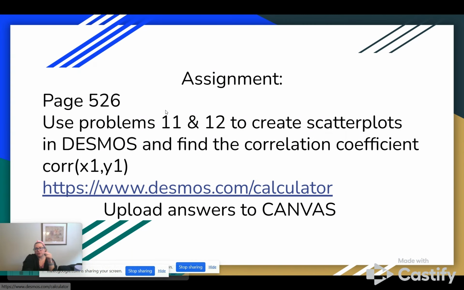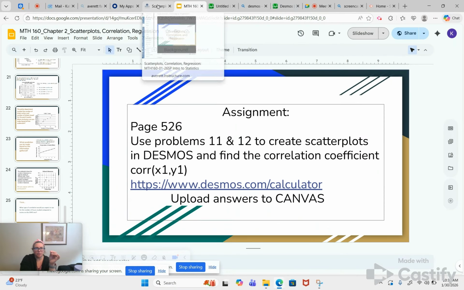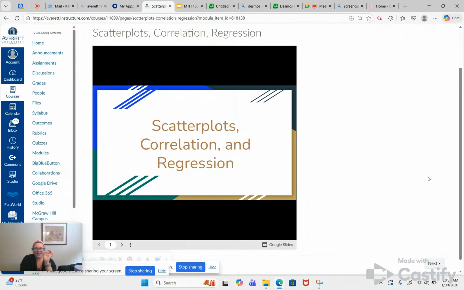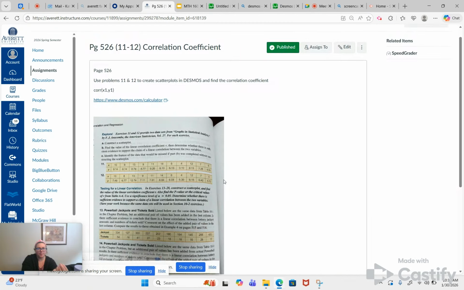So what you're going to do is use problems 11 and 12 to create a scatter plot and find the correlation coefficient, and upload your answers to Canvas. So if you don't have a textbook, I have uploaded, I think, yeah, I uploaded a picture.